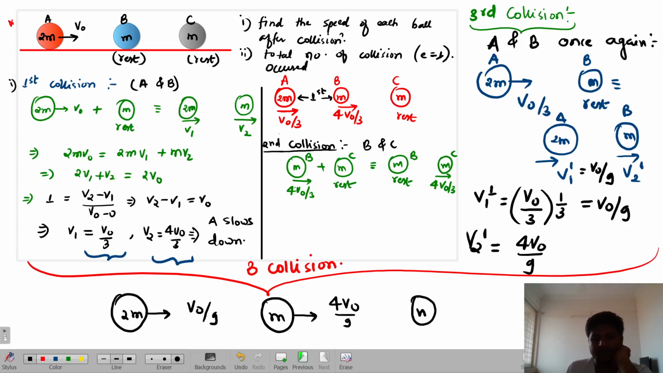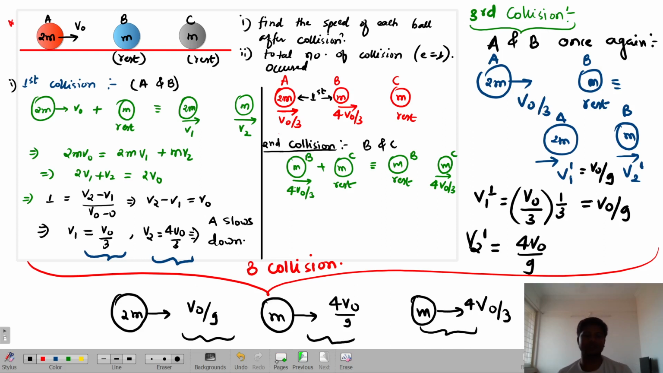and the third one, m, is moving with velocity 4 V naught by 3. So look over here, this one is more, this one is a little bit less, and this one is a little bit less. So after 3 collisions there are no more collisions. Are you able to get me or not? Got it? Okay, can we move ahead?